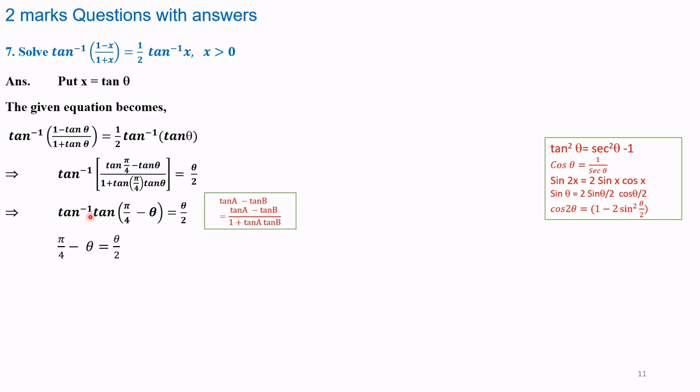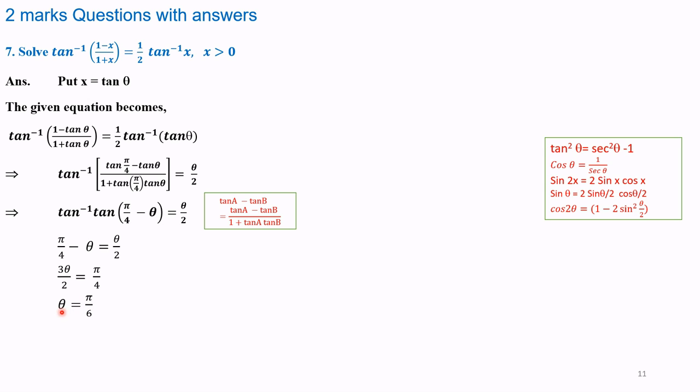Therefore, tan inverse of tan becomes pi by 4 minus theta. That is equal to theta by 2. Therefore, pi by 4 minus theta. So when this theta goes to the right side, 1.5 theta, that is, the right hand side is 3 theta by 2, that we have written here. The right hand theta we are segregating. 3 theta by 2 equals pi by 4.